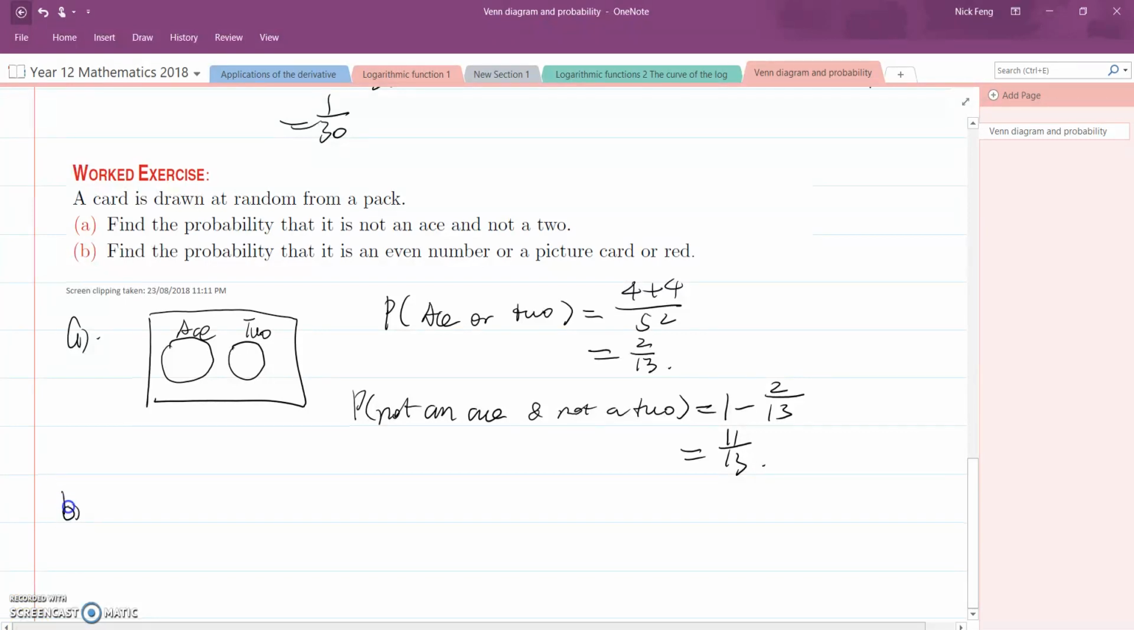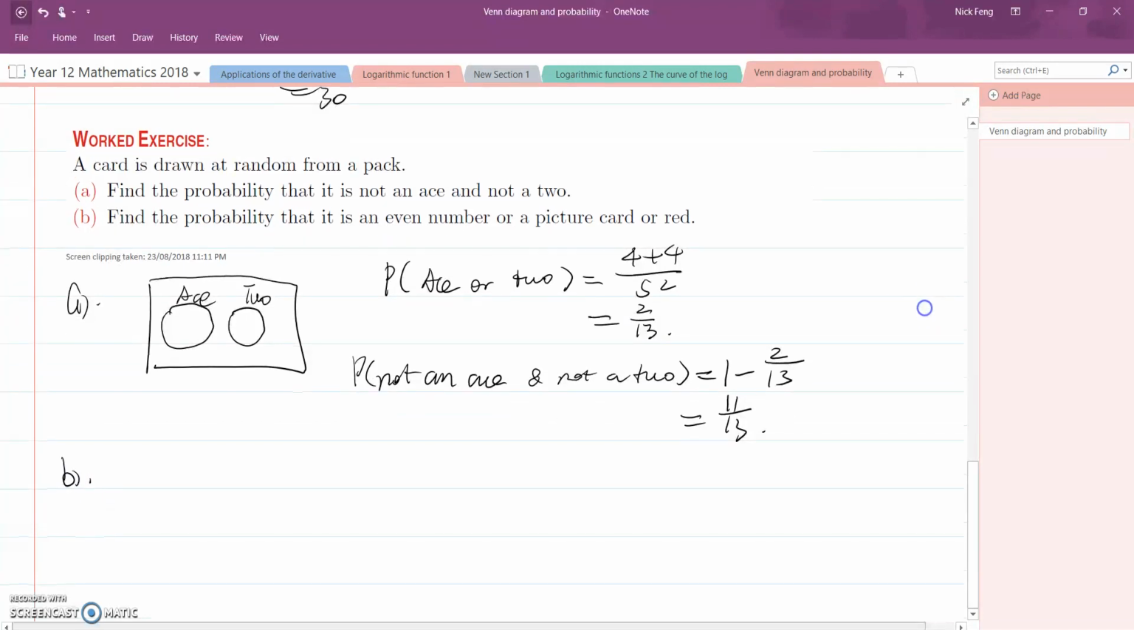Alright, so last part for today. Find the probability that it is an even number or a picture card or red. Now, in this case, it's a little bit more complicated. So what we're trying to find out is the probability that it's an even number or a picture card or red. So the complementary is easier to find out in this case, in fact, because there are fewer cases.